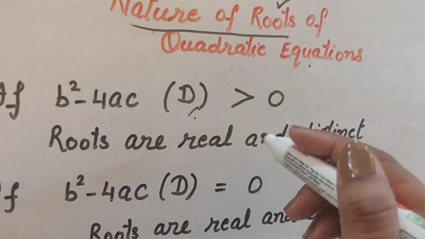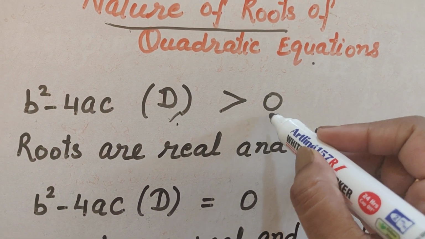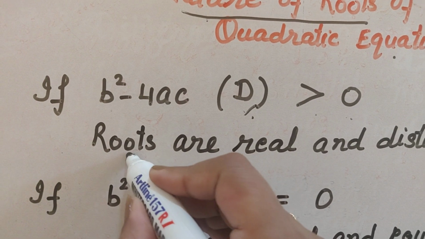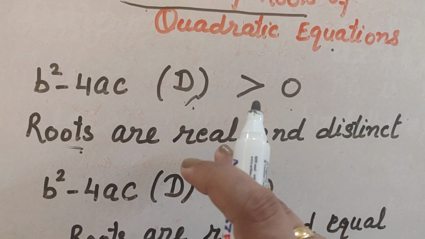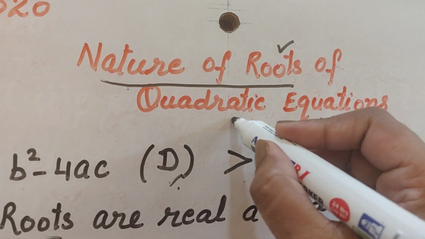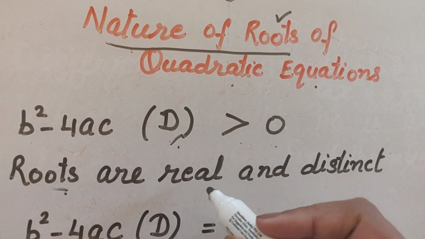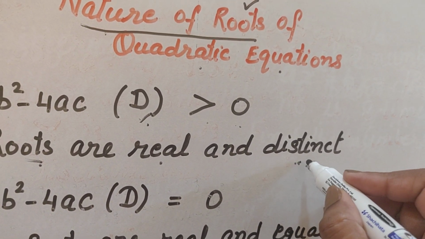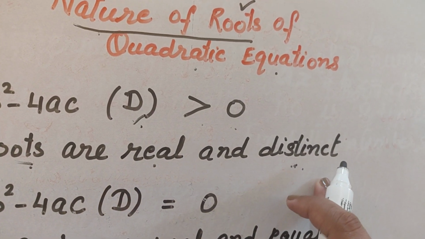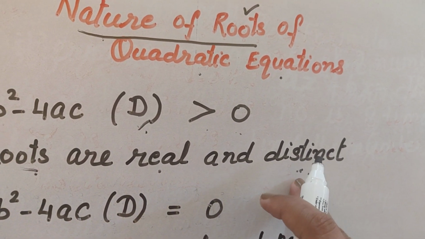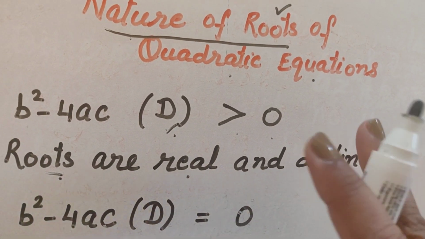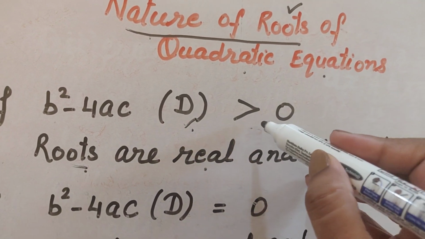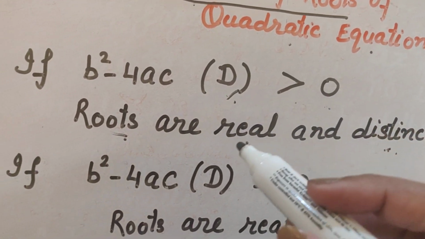Children, if your discriminant is greater than 0, if it is more than 0, that means it is a positive number. Then the roots, the answer, is going to be real numbers, because it's a quadratic equation, you know, there are going to be two answers. So real numbers you are going to get as answer, and distinct roots will be there. What is the meaning of distinct? Distinct means different. Both the answers will be different. You will be getting two answers. If D is greater than 0, more than 0, that is positive number.